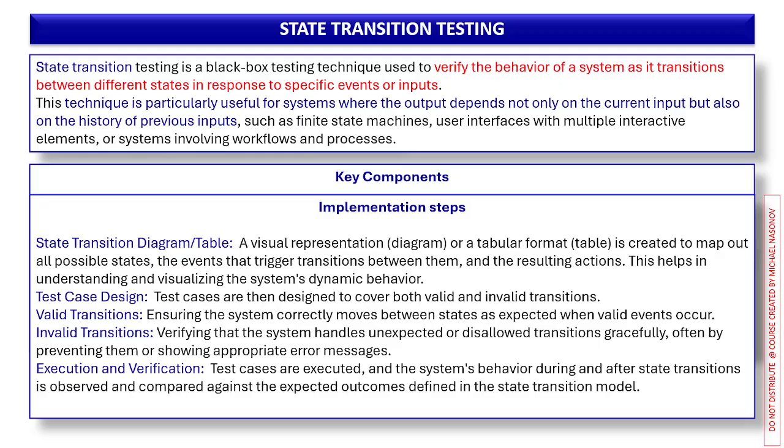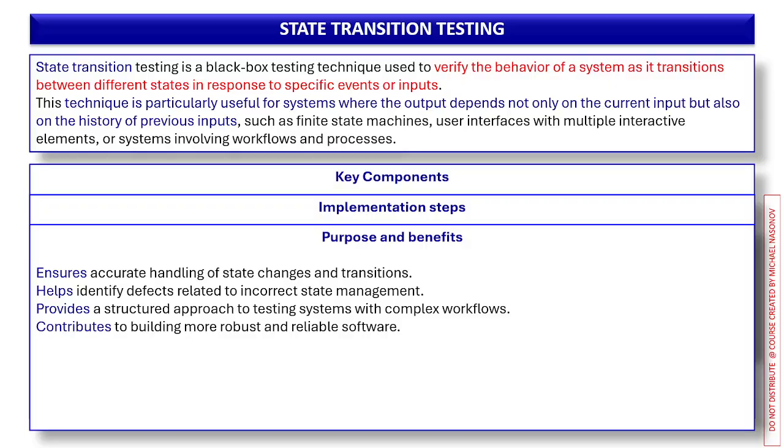Execution and verification. These cases are executed and the system behavior during and after state transitions is observed and compared against the expected outcomes defined in the state transition model. Purpose and benefits: ensures accurate handling of state changes and transitions, helps identify defects related to incorrect state management, especially for processes and workflows, provides a structured approach for testing systems with complex workflows, and contributes to building more robust and reliable software.